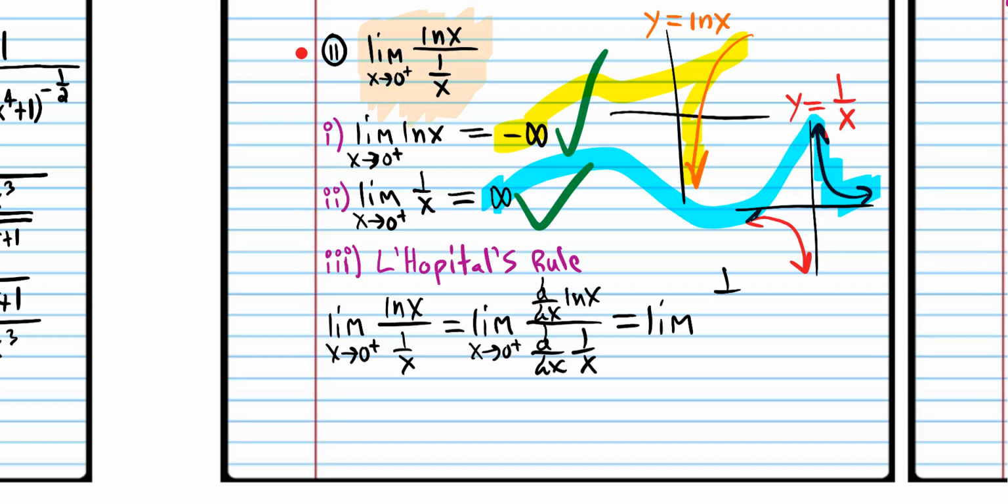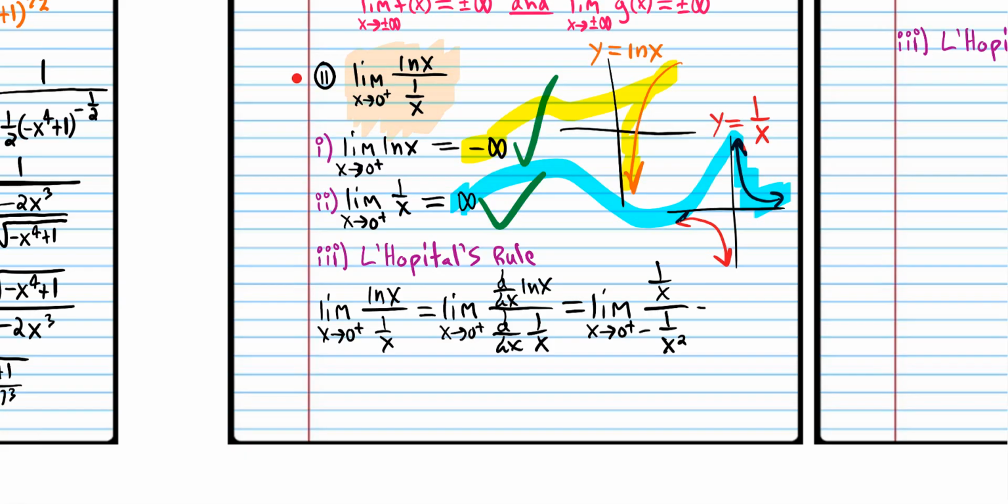And so we have 1 over x over negative 1 over x squared. And we can simplify that expression so we get negative x. And now it's really easy to find the limit. We can just plug in 0 because that's a continuous function. So we plug in 0 and we see that the limit is 0. So there you go.